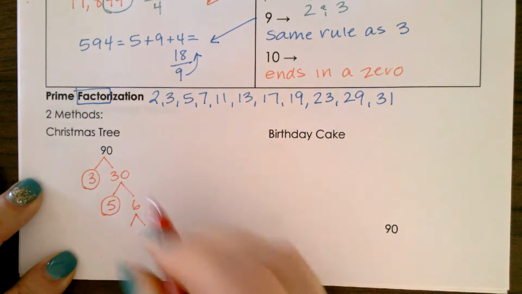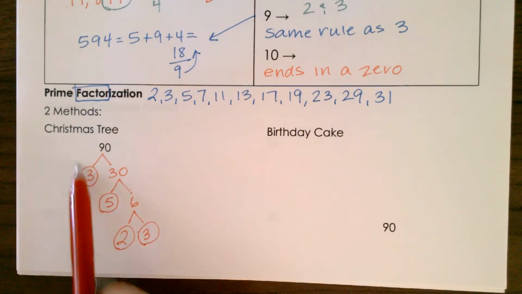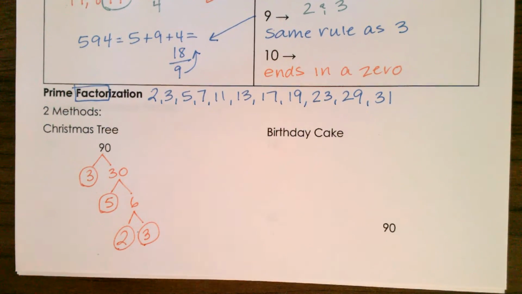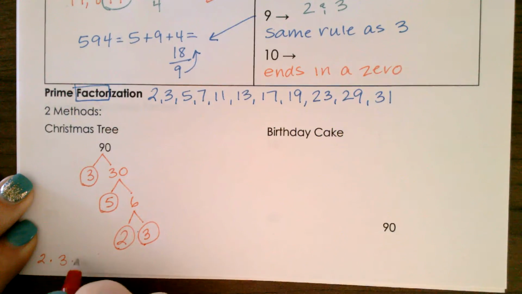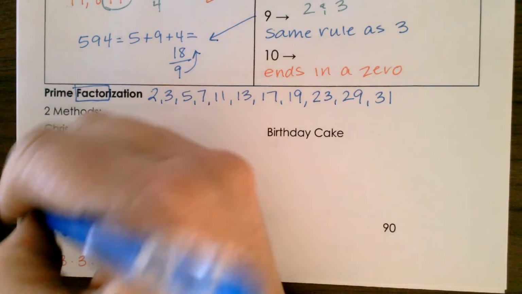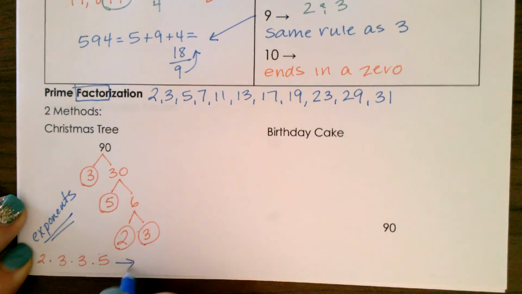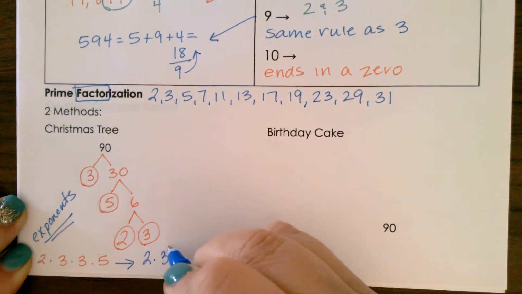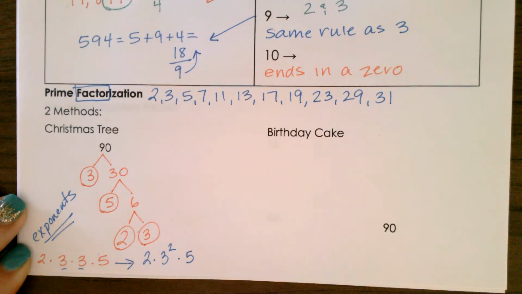I need 2 numbers that multiply to 6. So I have 2, which is prime, times 3. Well, now all of my numbers are in an ornament. That means I'm done. These are going to go in numerical order. So I'm going to have 2 times 3 times 3 times 5. When we're doing prime factorization, you will use exponents for the constants, the numbers. That means this is 2 times 3 squared because I have two 3's, times 5. My solution would be 2 times 3 squared times 5.